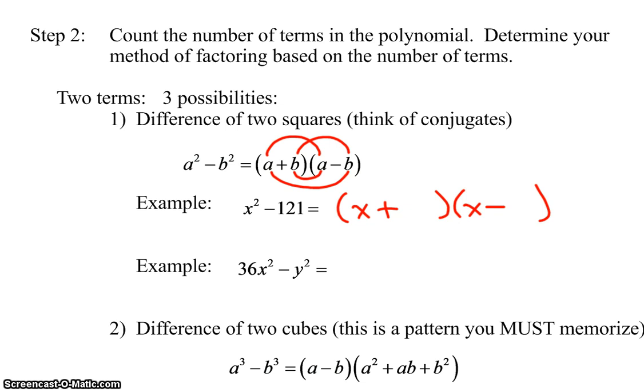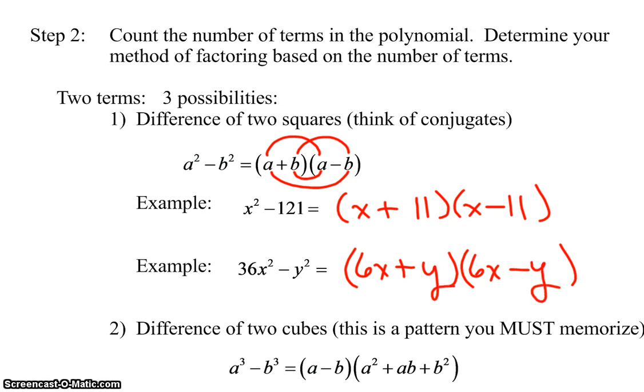And to find the last term, we just take the square root, and the square root of 121 is 11. So our factors were x plus 11 and x minus 11. Similarly, on our next example, to get 36x squared, we would have 6x and 6x, one plus, one minus, and a y and a y.